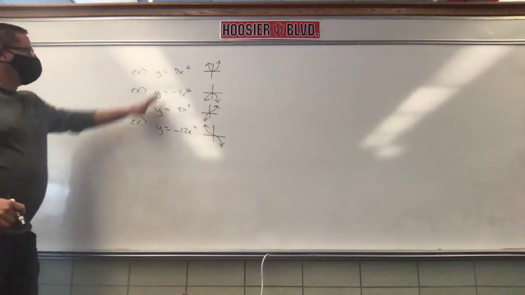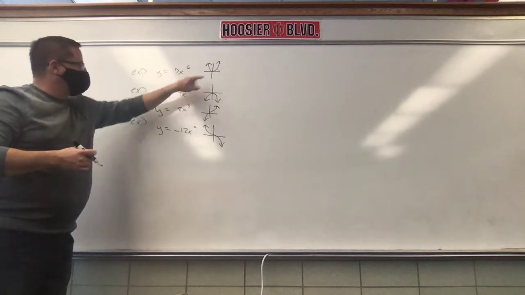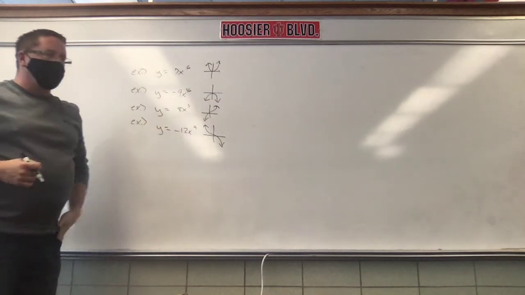If it's an even power, it's a parabola. If it's an odd power, it's kind of an S-shaped curve. If it's positive, it's going up. If it's negative, it's going down. Positive going up, negative going down.